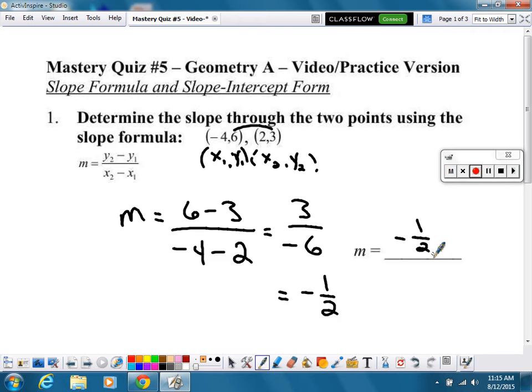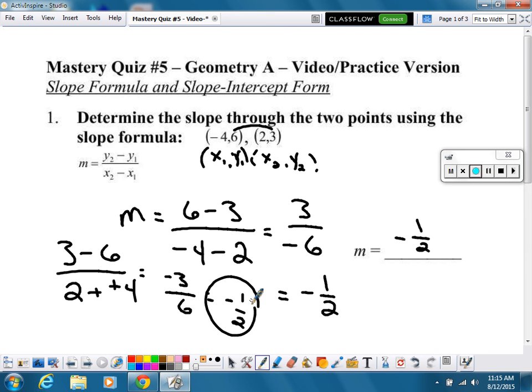Now, if some of you are worried about the subscripts of 2 and 1, technically I could have done this in a different order. I could have gone 3 minus the 6, and then I would have taken the 2 minus the -4. In the end, you end up with a -3 over a +6 this time, which ends up to be that same slope, -1/2. Either way, you're going to get that same slope. So don't get too freaked out about which one's the x2 and the y2 and all that jazz. Just make sure you're subtracting your numbers in the same order.